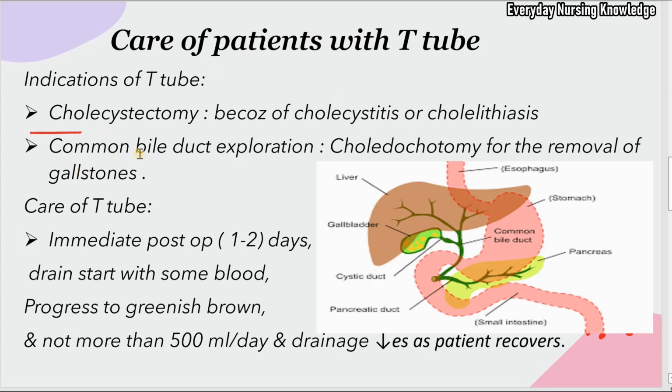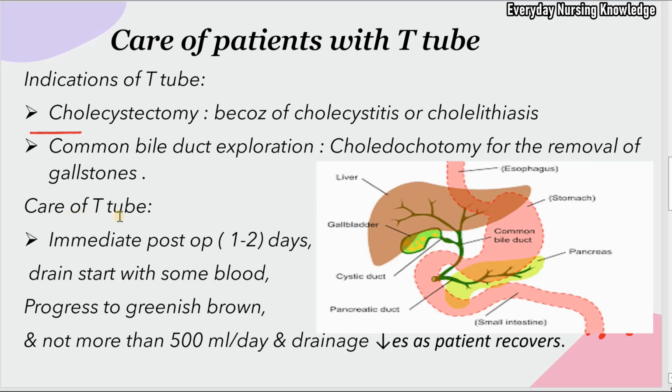Second indication is common bile duct exploration or choledochotomy, that is incision of the common bile duct, and this is done for the removal of gallstones when gallstones get lodged in the common bile duct. So placement of T-tube helps the duct to heal and decrease swelling.